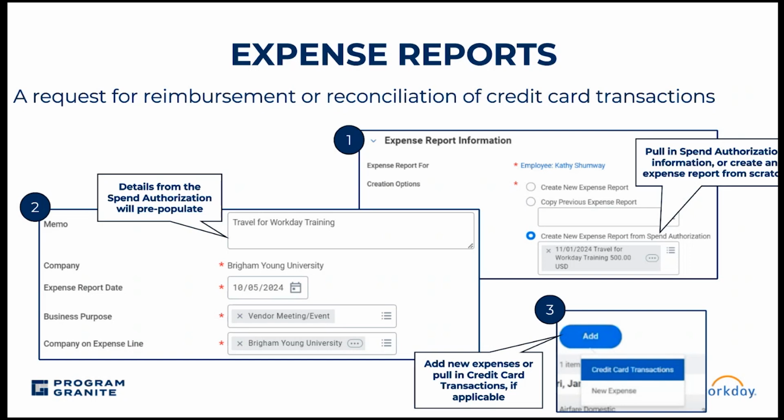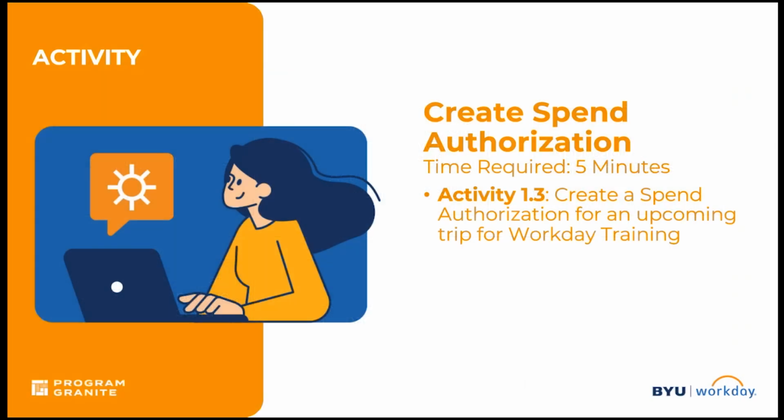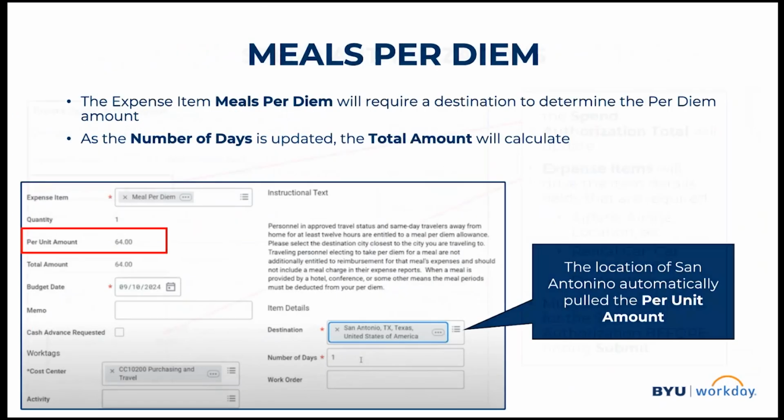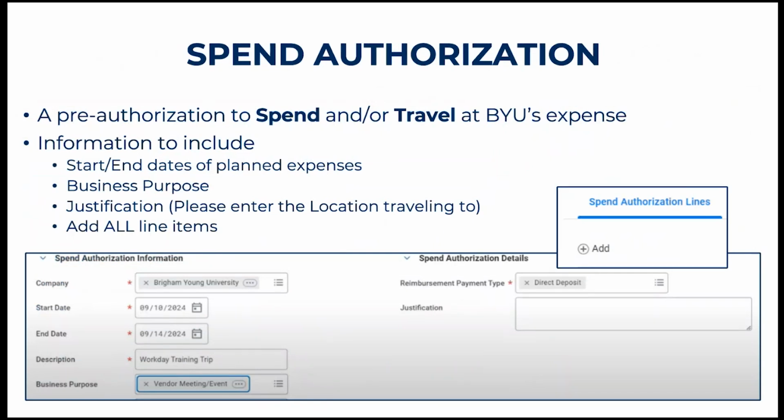Okay, so for purposes of today, we'll go through the BYU company. Go ahead and in the memo, make up some place that you want to go. I just got back from Disneyland, so maybe I want to go back. In the description, we're going to put a little description of what we're going for. We'll go back to this screen of the spend authorization.